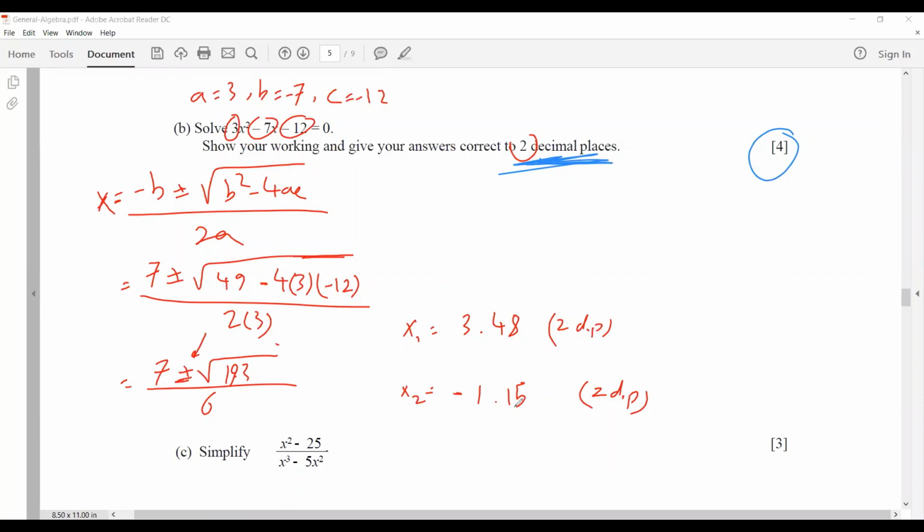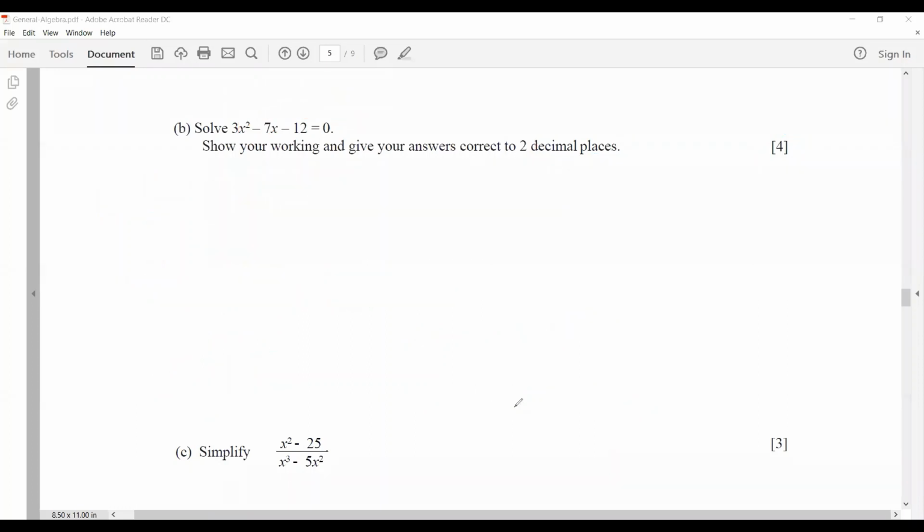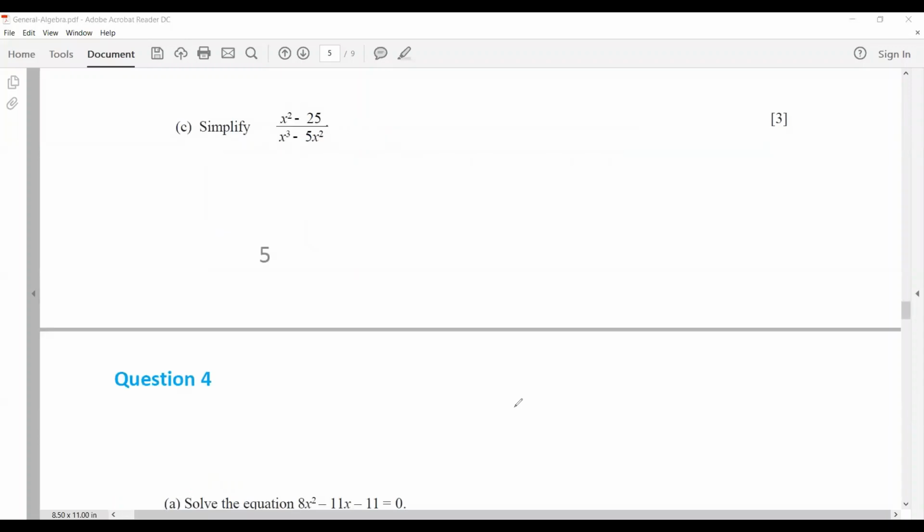The next question, it's simplifying. The numerator, what I can think of, because these two are square numbers, right? So immediately you have to apply the difference of squares. 25 is 5 squared, so you can write it as (x plus 5) times (x minus 5).